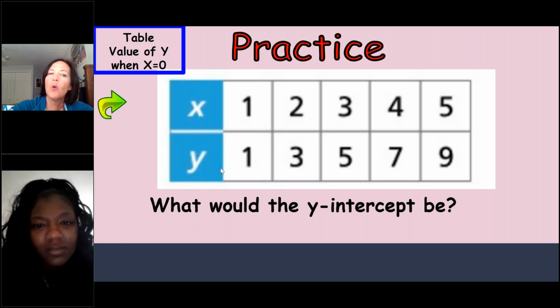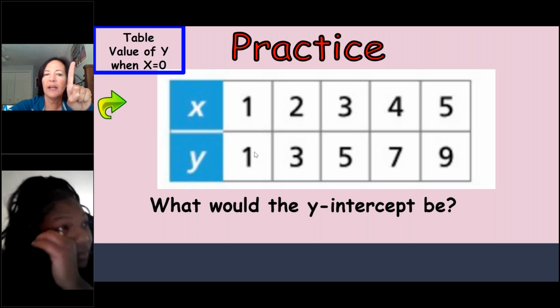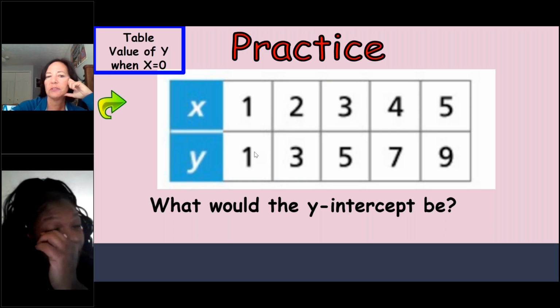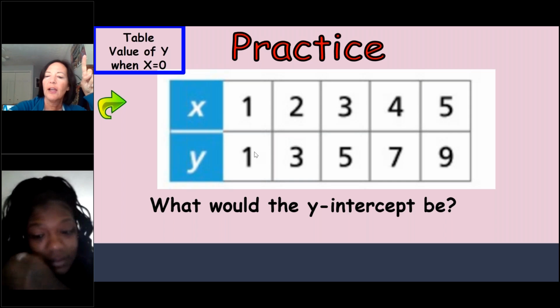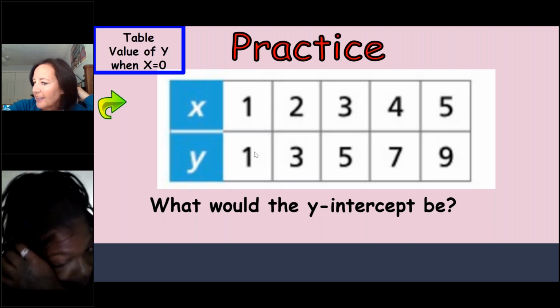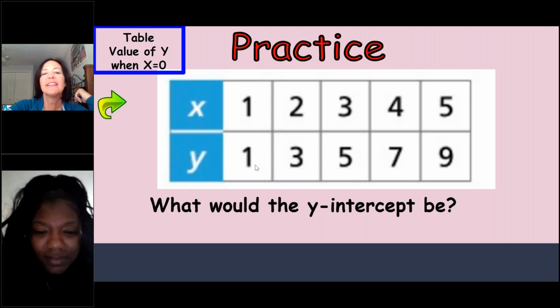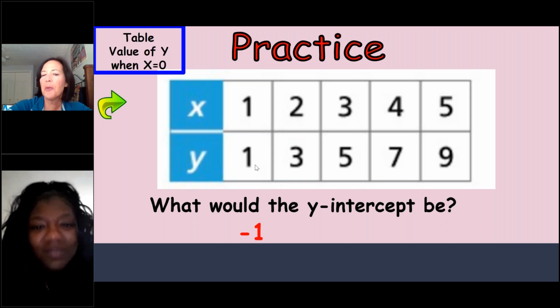So if I need to go one more space over, I'm going to need to go down 2. So I'm at 1, and I need to subtract 2. Would it be -1? That's exactly what it would be. And that's a pretty common kind of problem too.